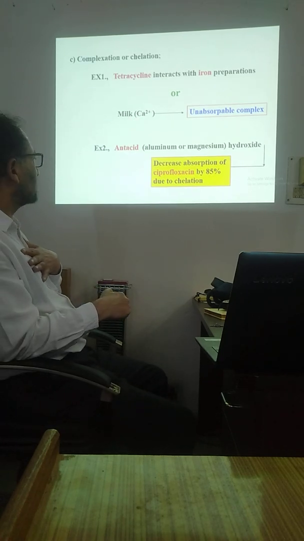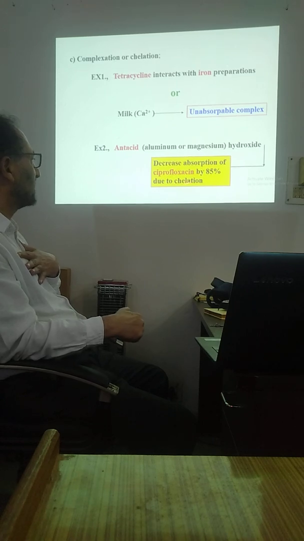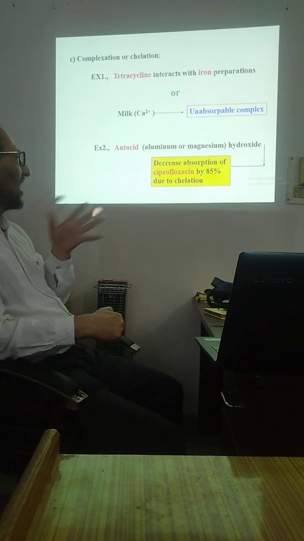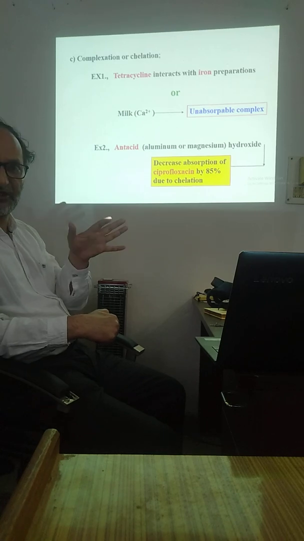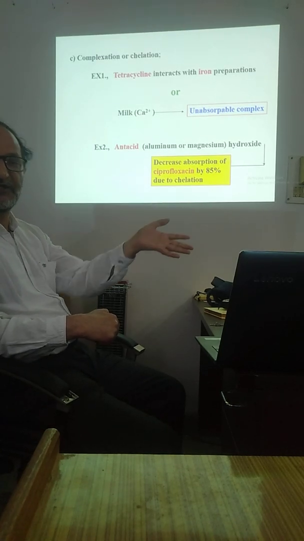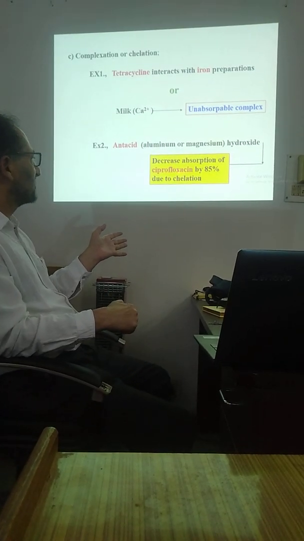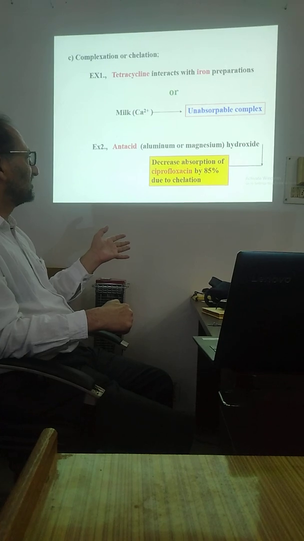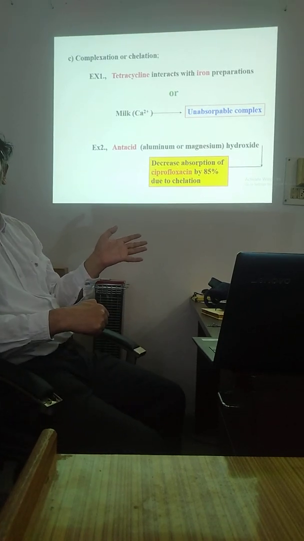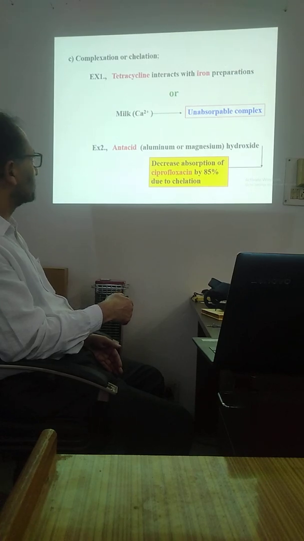Antacids, aluminum or magnesium hydroxide, also decrease the absorption of ciprofloxacin by 85% through chelation. So we have ciprofloxacin, the antibiotic. When we take it into the stomach, it should reach the target site where it will give relief to the patient. But when we give it with antacids, its absorption is decreased by 85%. So this we have to take into consideration.